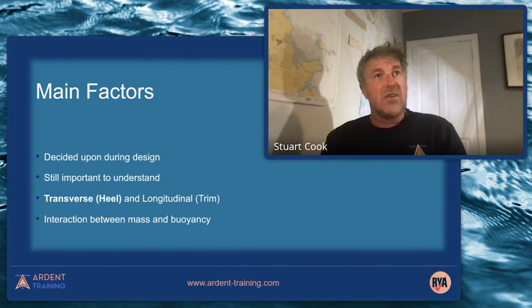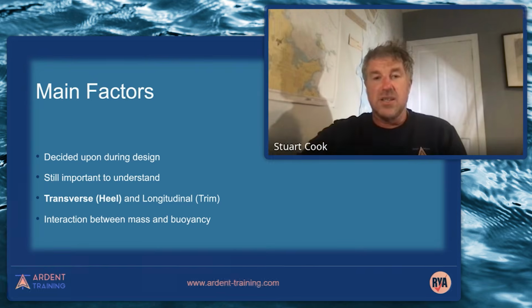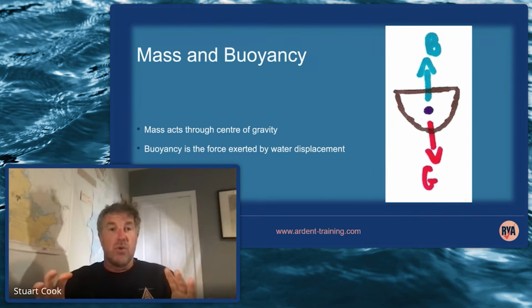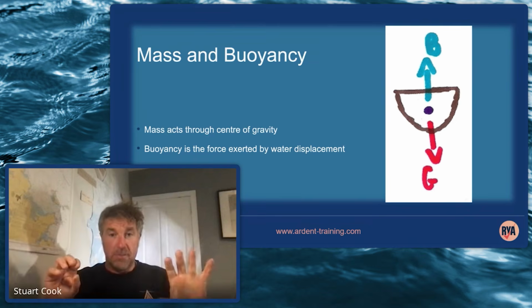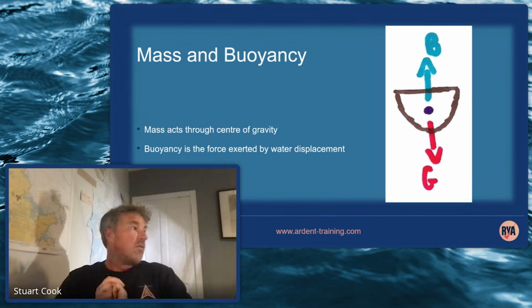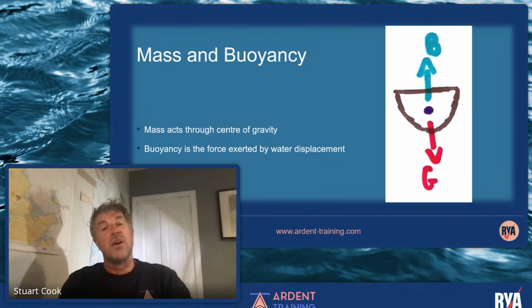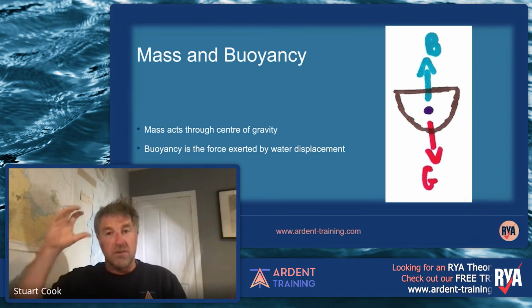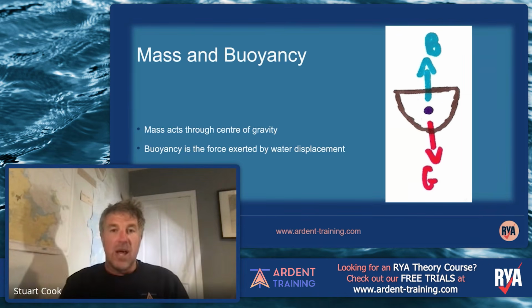And what you'll then learn to see is that stability is the interaction between mass and buoyancy. And we can just take those two points as separate, mass and buoyancy. Mass is essentially, excuse me if I don't say the correct engineering term here, the point at which all the weight of the vessel acts through. And we'll think of that as the center of gravity.